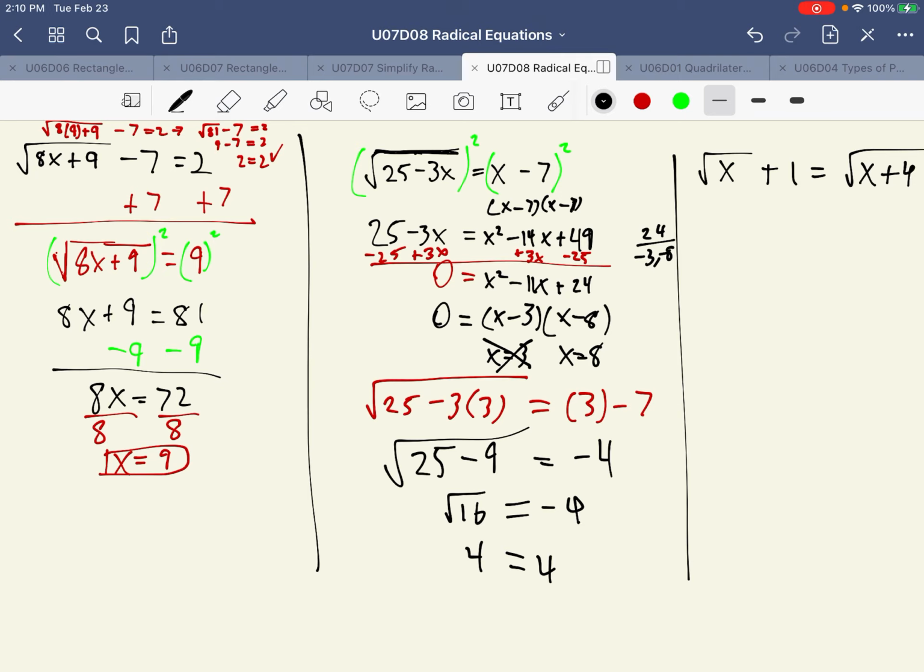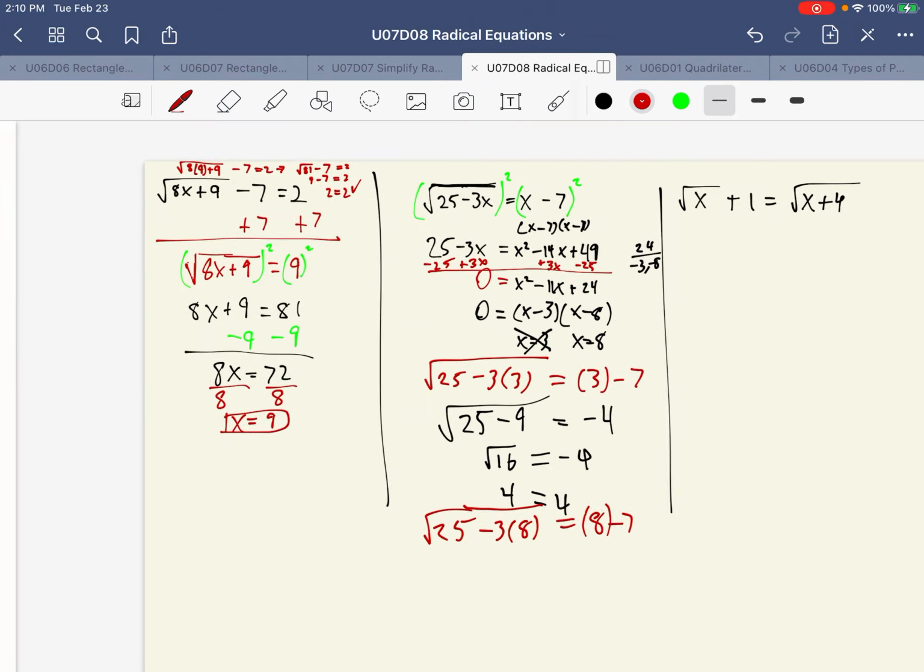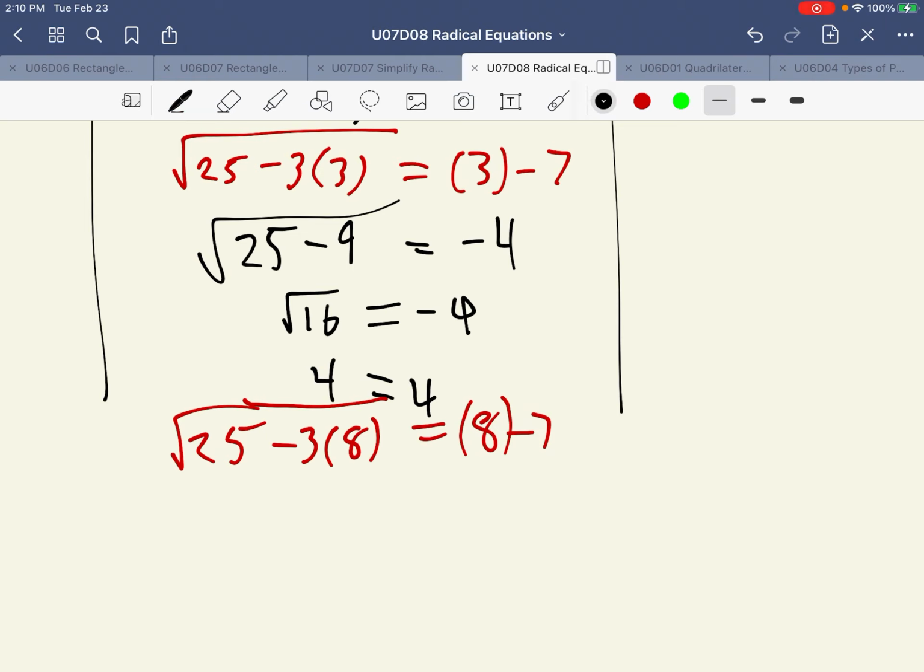We're going to do the same thing for 8. Now I can tell in advance already that when we plug 8 into this problem, the right side is going to be positive, so we won't have the same tell that there's going to be an extraneous solution, but it doesn't mean there won't be one. So 8 minus 7 is going to be 1, so that's a better sign.